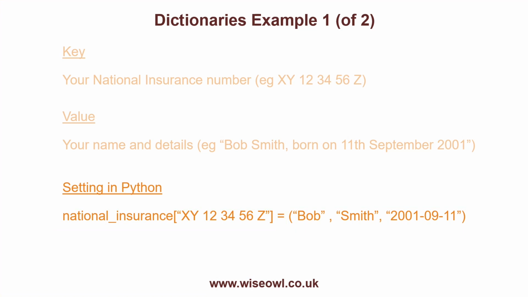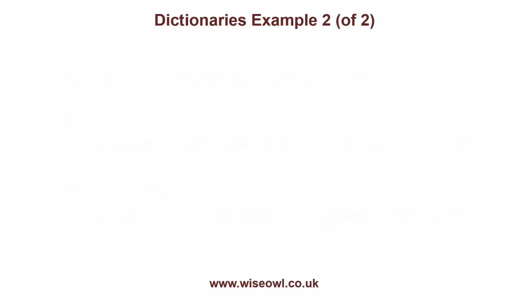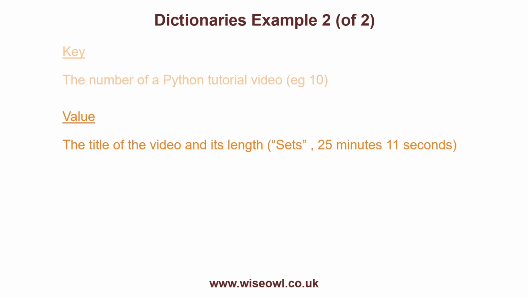So let's do a second example of a dictionary. Supposing that you wanted to set up a dictionary of all the WiseOwl Python tutorials. There's 10 of them so far, although this is actually the 11th. The key in that case might be the number of the tutorial, 10, and the value might be the name of the tutorial. The previous one was called sets, and how long it lasted.